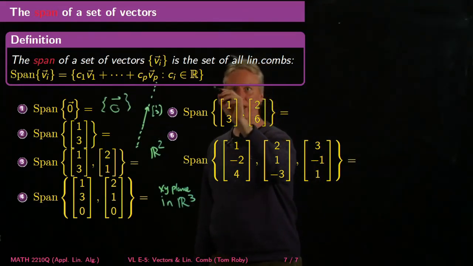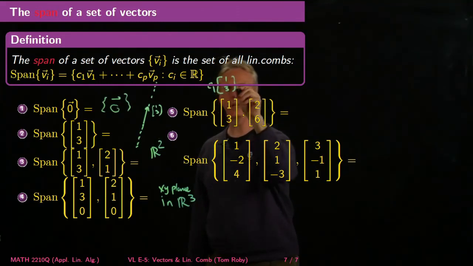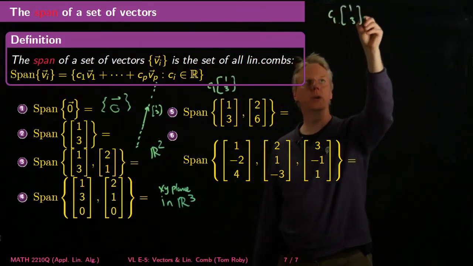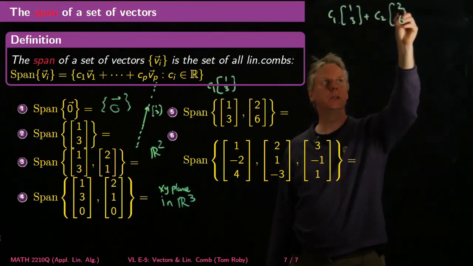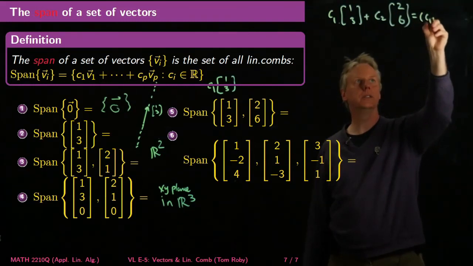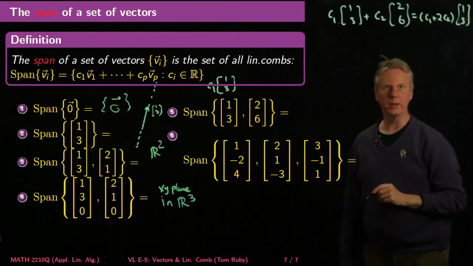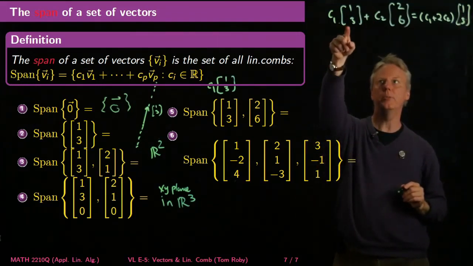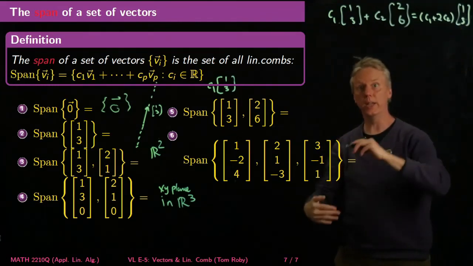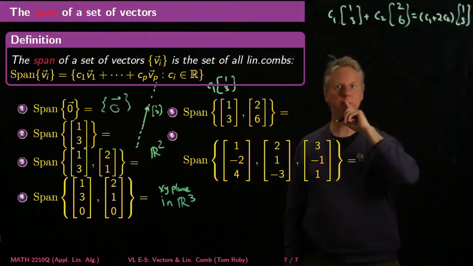So if I had something like c1 times (1, 3) plus c2 times (2, 6), what is that? Well, (2, 6) is just 2 times (1, 3), so this is just (c1 + 2c2) times (1, 3). Okay? So anything that we can write as a linear combination of these two guys, we can write as just a scalar multiple of (1, 3). So again, it'll just be this line going through the point (1, 3) in the plane.